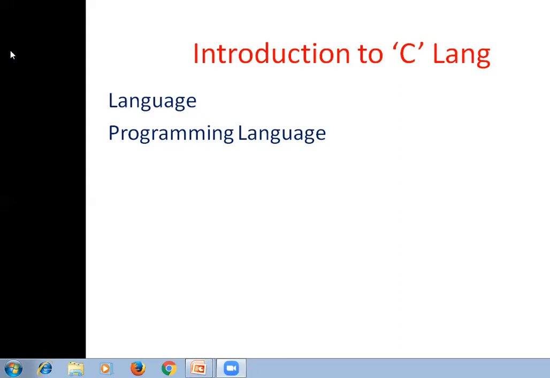All of them serve a single purpose, that is, to make communication possible. You can communicate with a computer using Java, using C, using C++, using Python, like that. Getting it? The role of the language is to make communication possible between the user and the computer system.